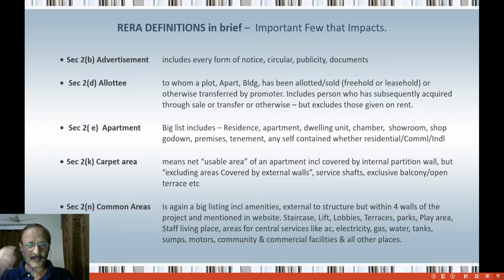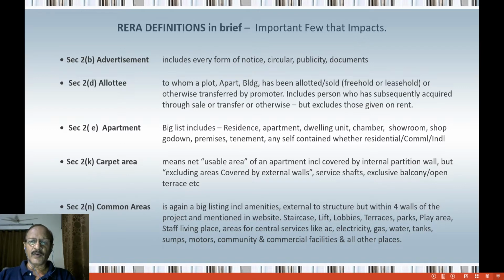So you need to know about this advertisement very clearly, and even all the definitions which we are talking about now. I have not given all definitions, I have just selected a very few, 10-15 definitions which are absolutely important. I have selected those only, not any others.